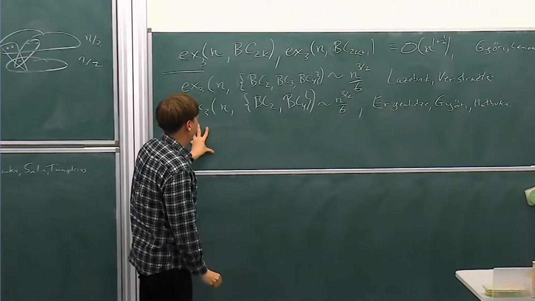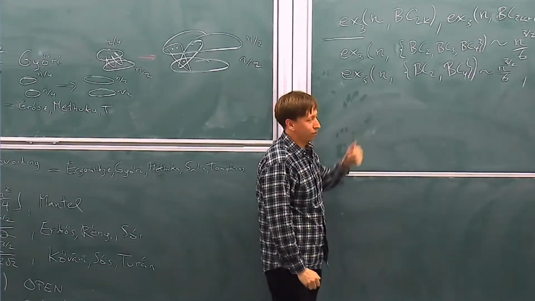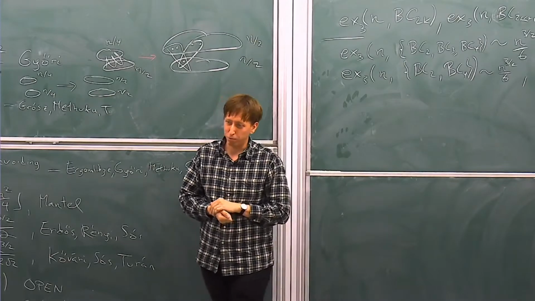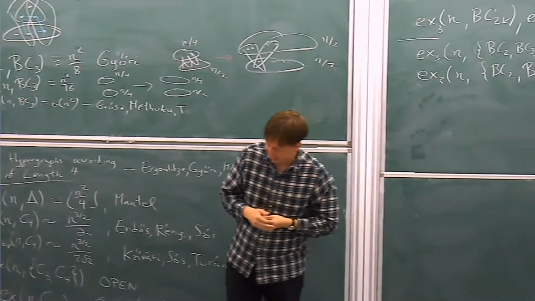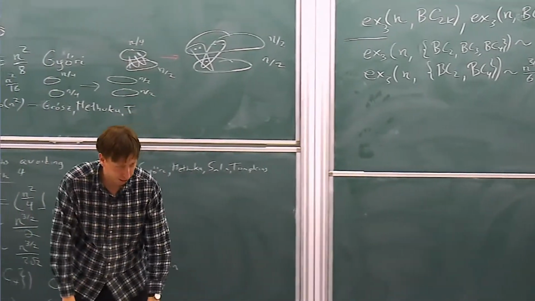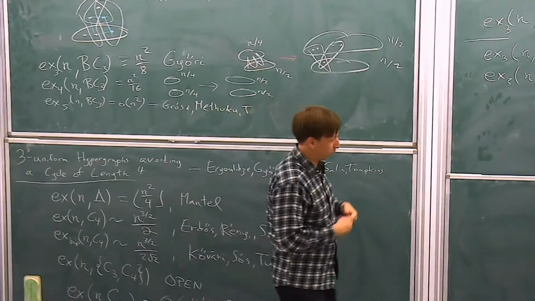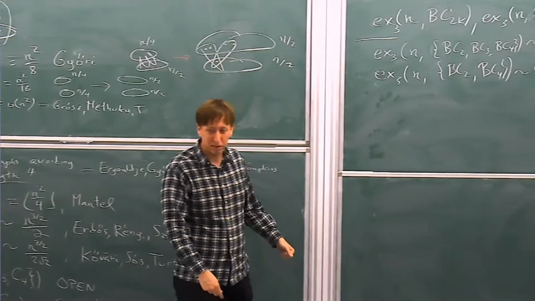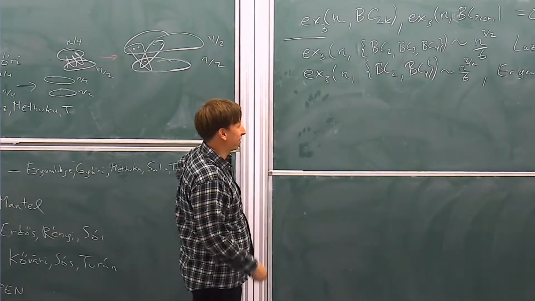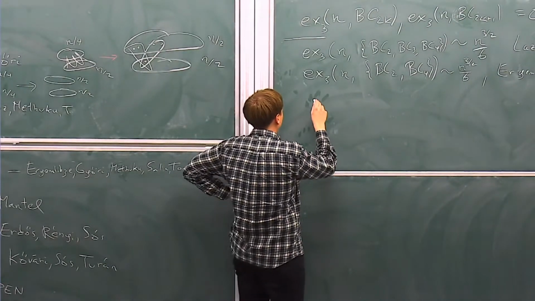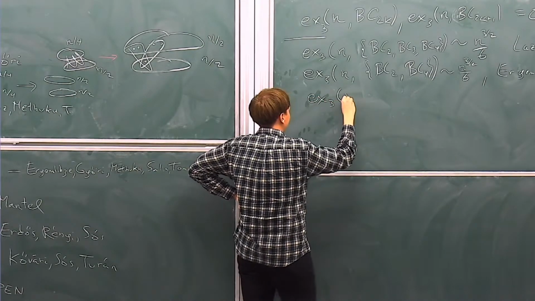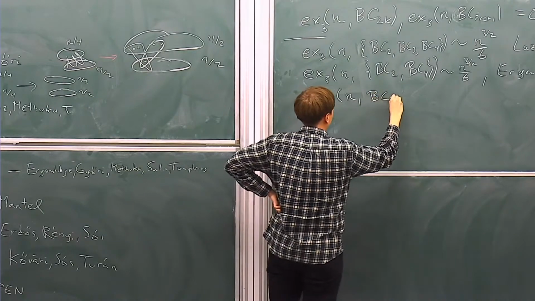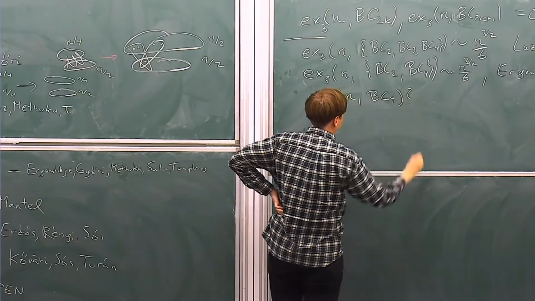But now we can ask, what happens in the case where we just forbid a 4 cycle? This is kind of the next question to solve. We won't solve it today, only obtain some bounds on it, but this is the next natural thing. So what happens in the case of EX3 and BC4?